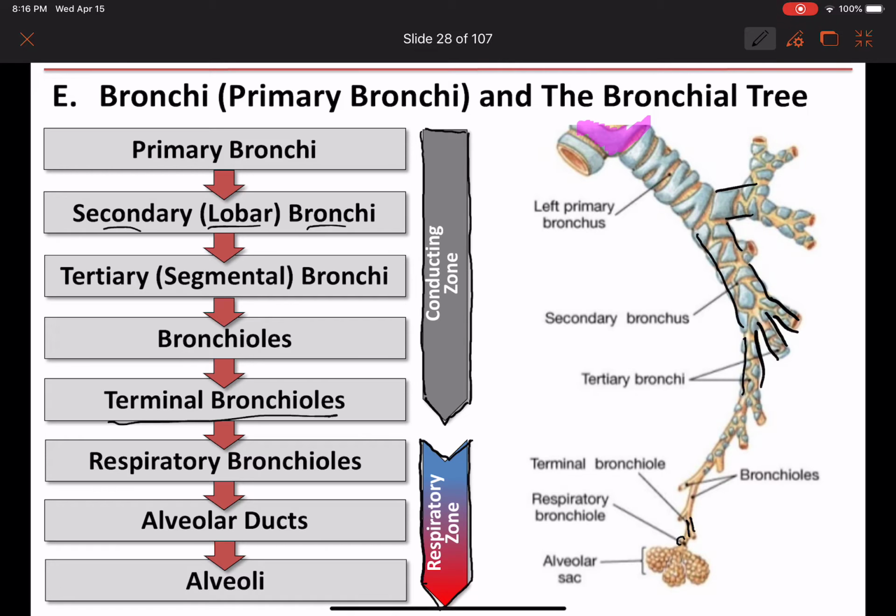The respiratory bronchioles then give rise to these short little winding alveolar ducts, all right, which also have little alveoli attached to them and as a result participate in respiration. And then the alveolar ducts give way to little clusters of alveoli. The alveoli, again, are these little terminal air sacs which facilitate the process of respiration.